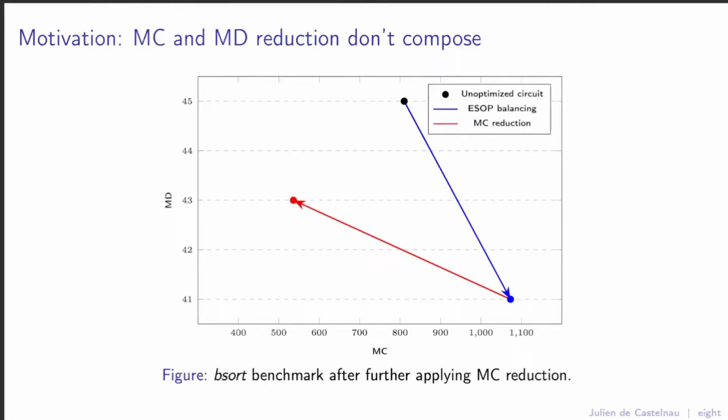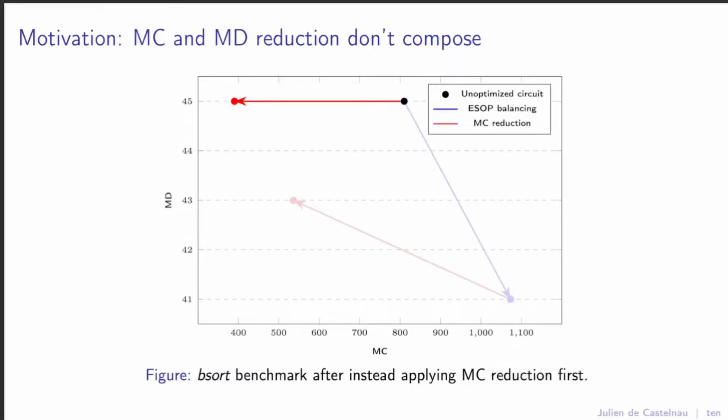Next, we apply MC reduction, and we notice similar behavior. We've improved on MC again, but then stepped back on MD. And actually, at this point, we're stuck on applying any optimizations. We can't apply either optimization to progress anywhere else without making both stats worse.